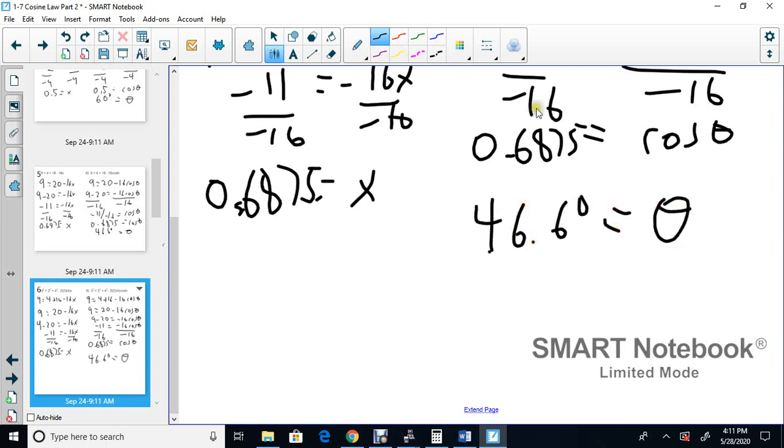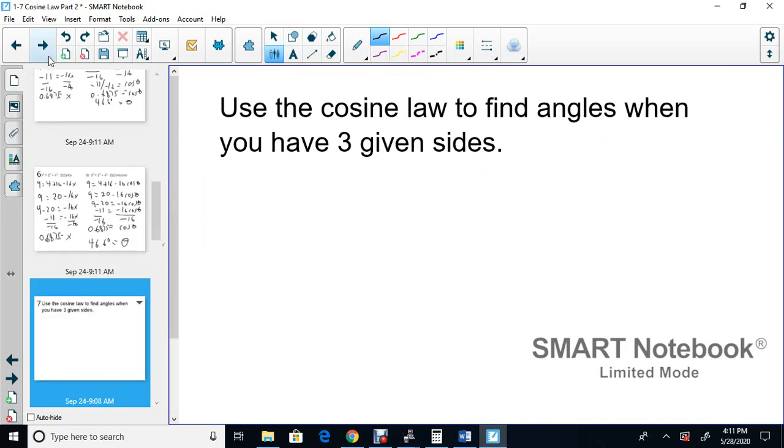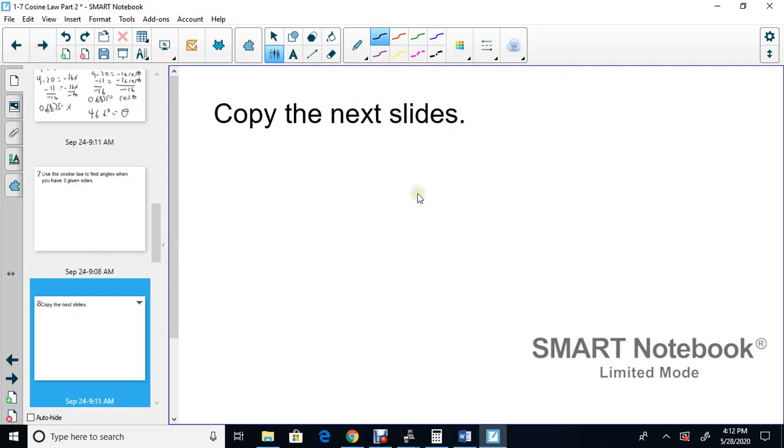Now, hopefully you understood all that and you followed it, because now we're going to use the cosine law to find an angle when you're given 3 sides. We're going to do the opposite. So now go to your worksheet and copy the answers to the next slides.